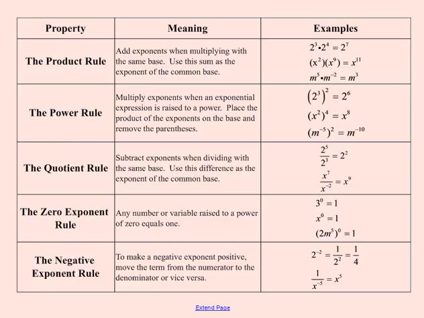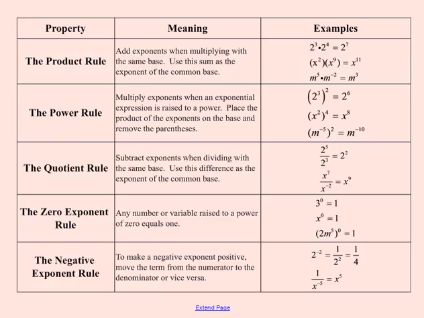All right, next we're going to look at the power rule. It says that we multiply exponents when an exponential expression is raised to a power. Place the product of the exponents on the base and remove the parentheses. So let's look at our examples.